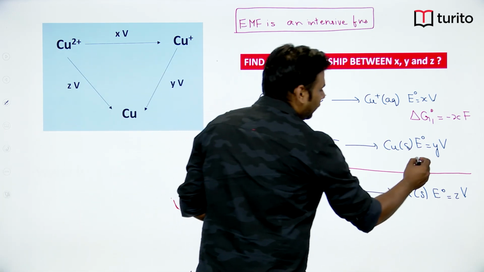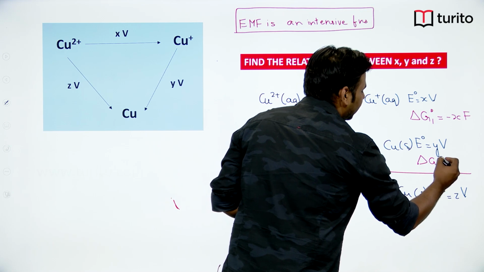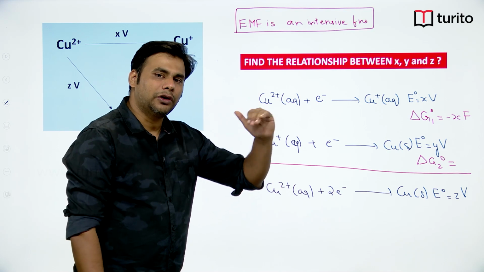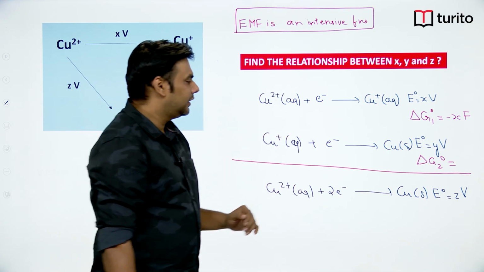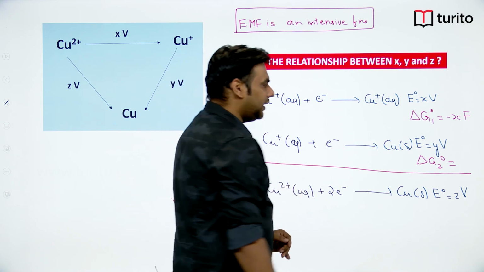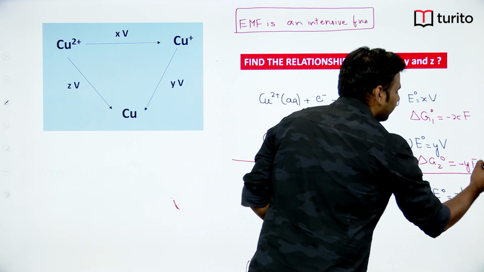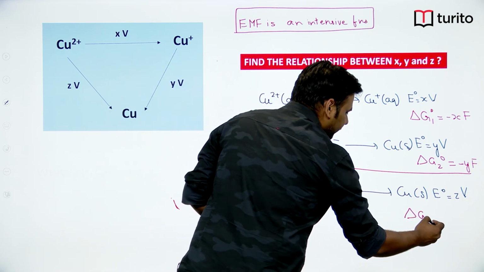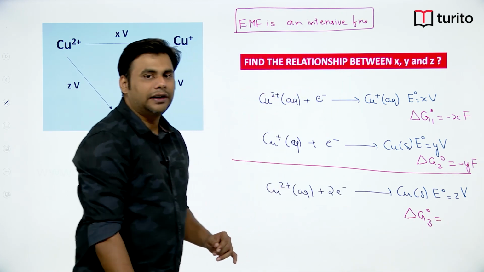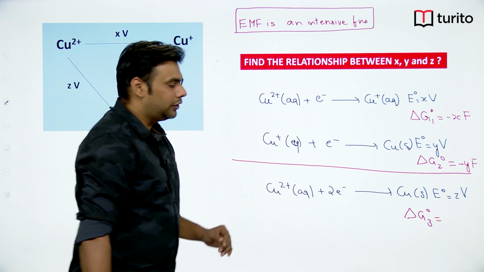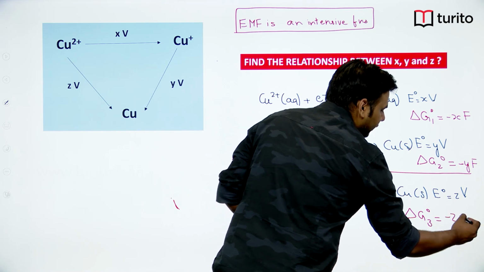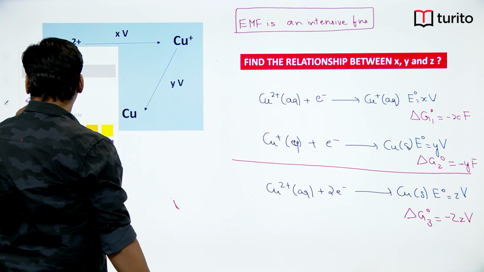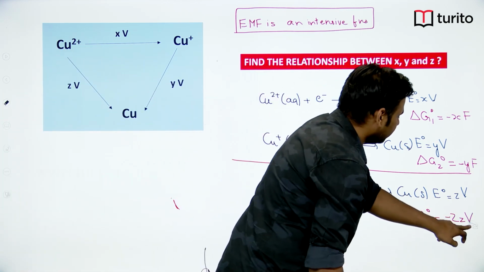Now let us calculate the Gibbs free energy for this reaction. We write the Gibbs free energy change as delta G2 naught. This will again be minus n into E naught into F. Here n is 1, and E naught, the reduction potential, is y, so this is minus y into F. Now let us look at the change in Gibbs free energy of the third reaction, delta G naught 3. Here n is 2, and the reduction potential is Z, so this is minus 2 into Z into F.